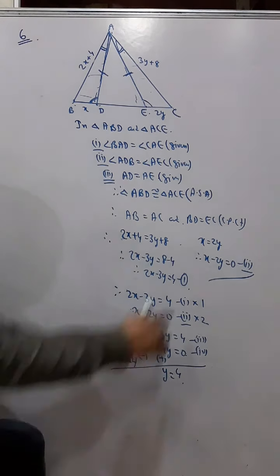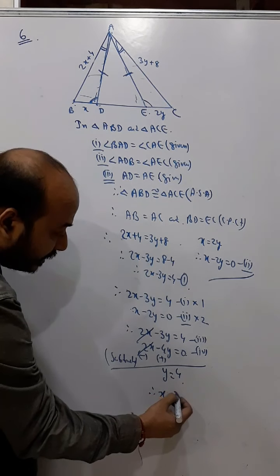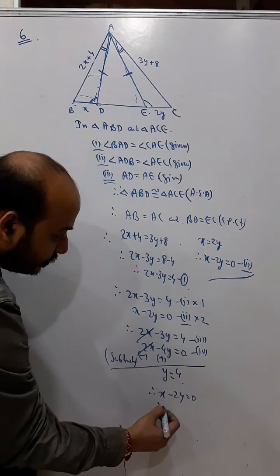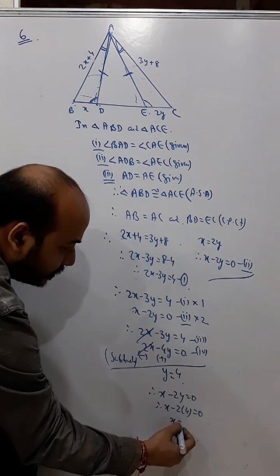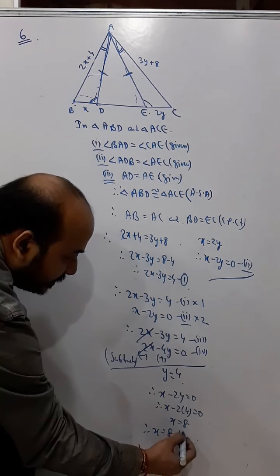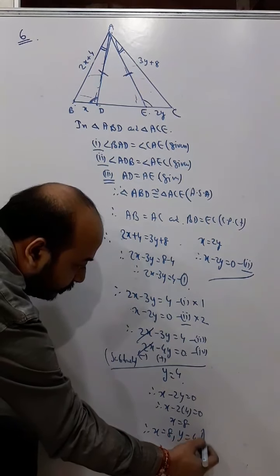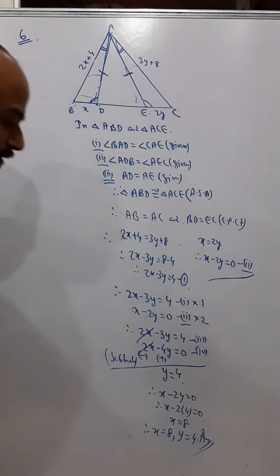Okay, and y is equal to 4, and then we can say that x minus 2y is equal to 0, or x minus 2 into 4 is equal to 0. So simply we get x is equal to 8. So finally x equals 8 and y is equal to 4 is the answer. Okay.